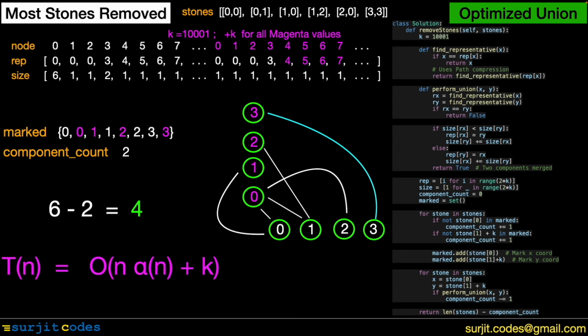This time both of the loops are linear in n, so time complexity is n times alpha n. Initializing of k nodes takes time of the order of k. Rep of size uses space of the order of k.